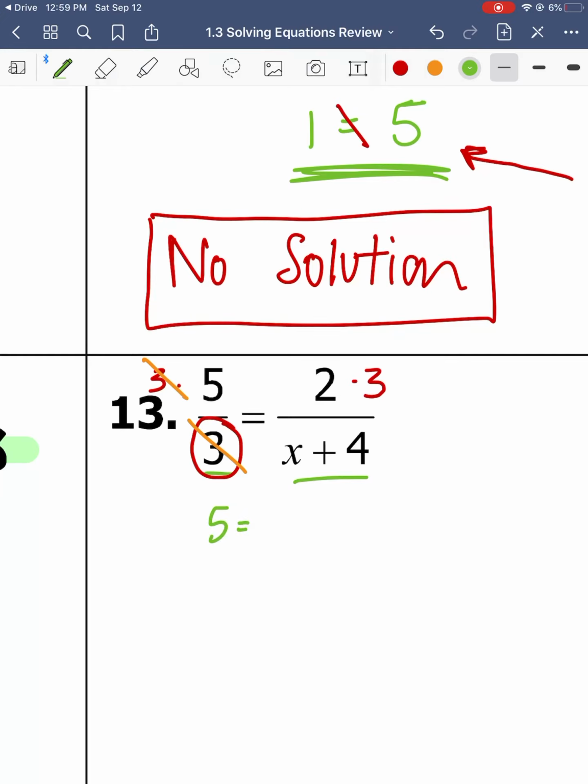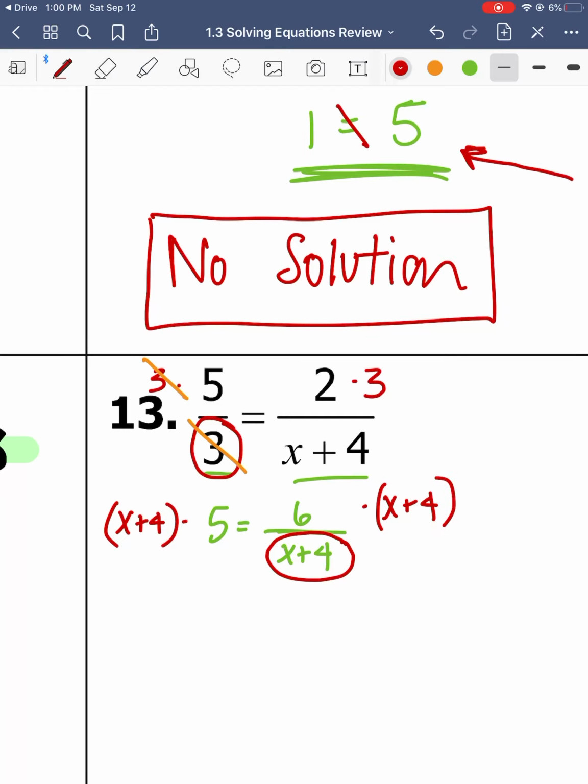And then on this other side, we have 2 times 3 in the numerator, which is 6 over x plus 4, okay? And then we're going to multiply both sides by this denominator. So we'll say this times x plus 4 on this side and times x plus 4 on both sides. Okay, so we're doing the same thing to both sides. It keeps the equation true.